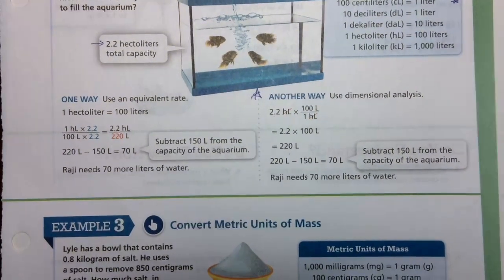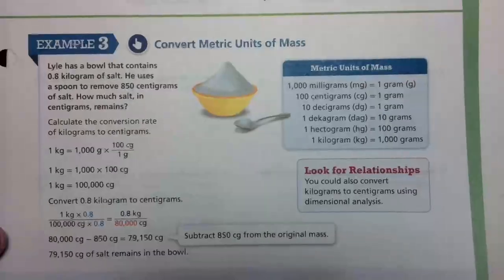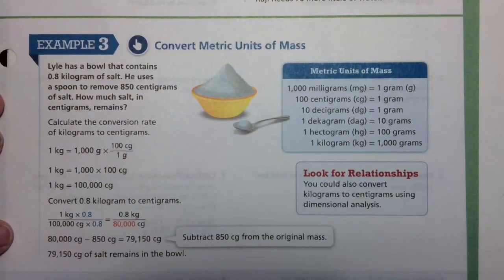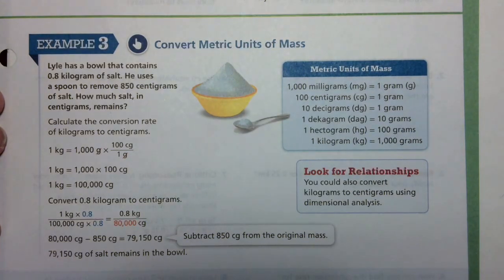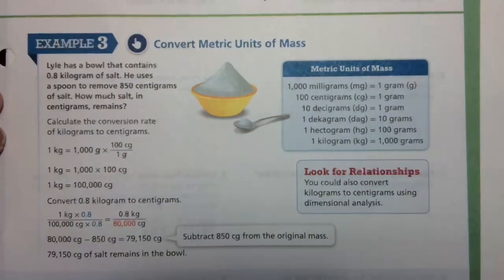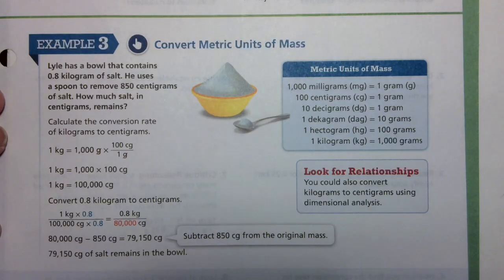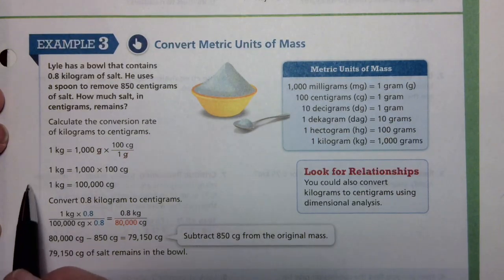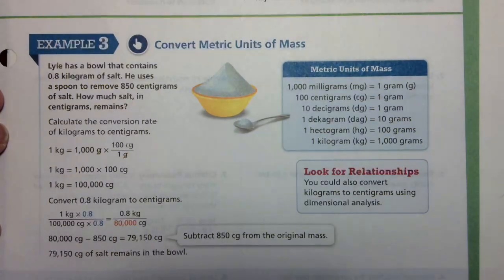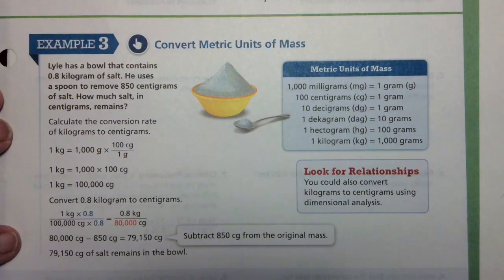Now we're going to the kitchen. Example 3. Lyle has a bowl that contains 0.8 of a kilogram of salt. He uses a spoon to remove 850 centigrams of salt. How much salt in centigrams remains? So he starts with, I'm going to go right down here.